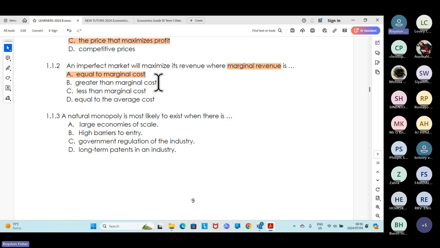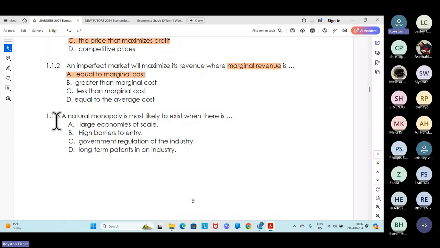Which schools got that correct? So, St. Andrews, well done. Fado, well done. Santa Claus. Buren said B, unfortunately it's not B. And that is your answer. So profit maximization is where MR is equal to MC.